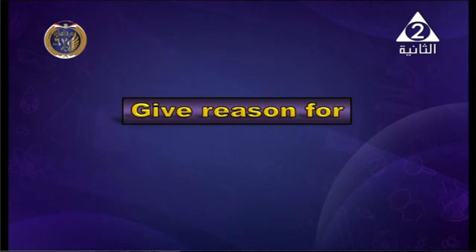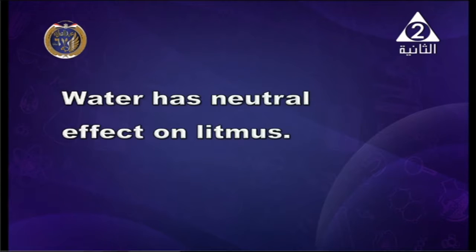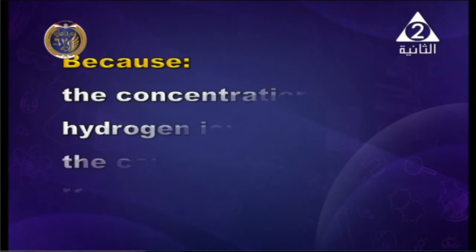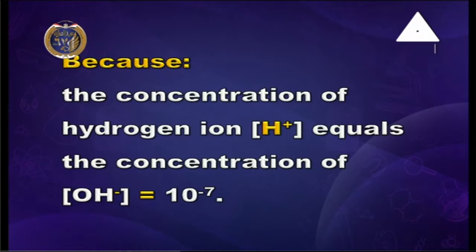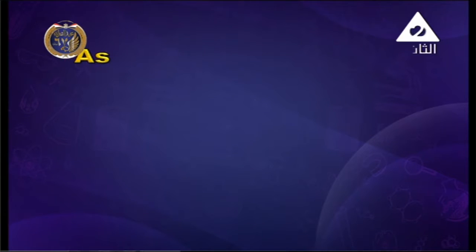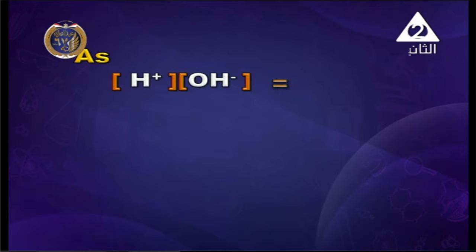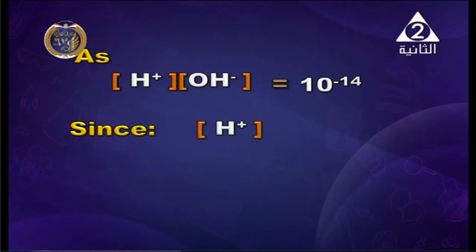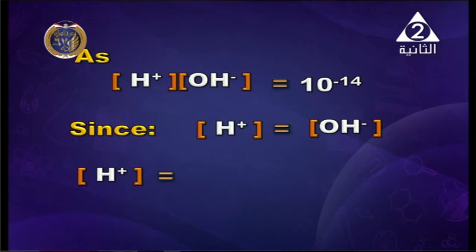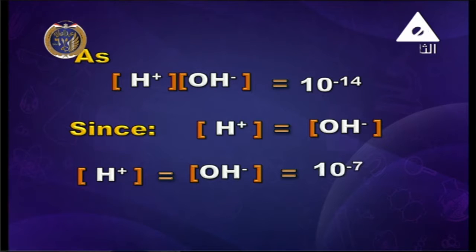So, we have good reason at this point: water has a neutral effect on litmus because the concentration of hydrogen ion equals the concentration of hydroxide ion, which equals 10 to the power negative 7. As the concentration of hydrogen ion times the concentration of hydroxide ion equals 10 to the power negative 14, and since hydrogen ion concentration equals hydroxide ion concentration, each equals 10 to the power negative 7.